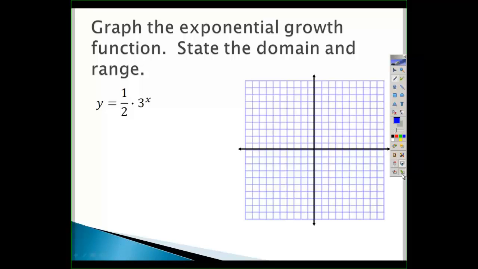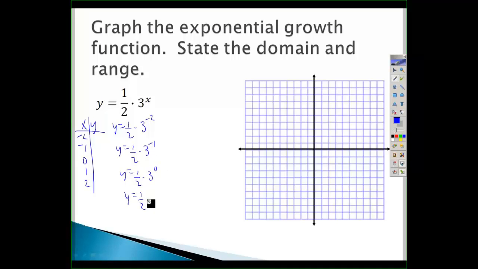So I want to do another example with fractions in it just so we can have one. x and y, negative 2 to 2. So y equals 1/2 times 3 to the negative 2. And all this stuff. Okay, so let's just do our work here. This guy is really 1 over 3 squared. So I'm going to go ahead and write 1/9. So I have 1/2 times 1/9. That's 1/18.